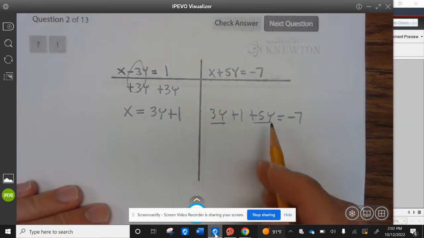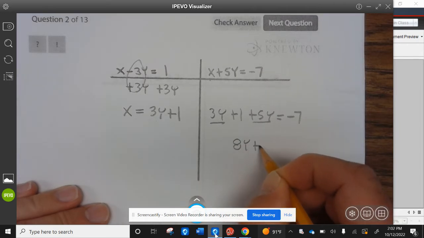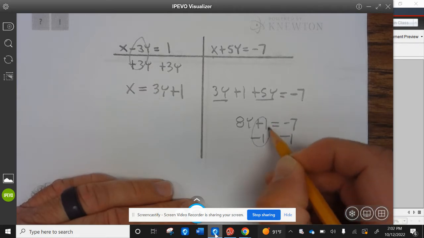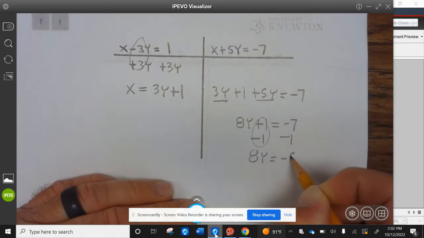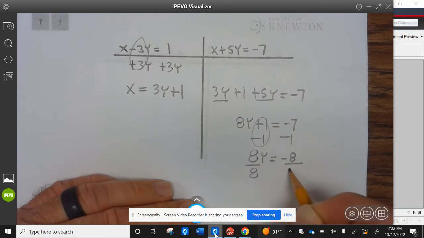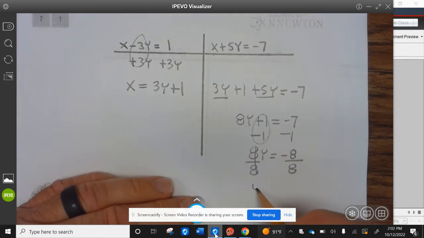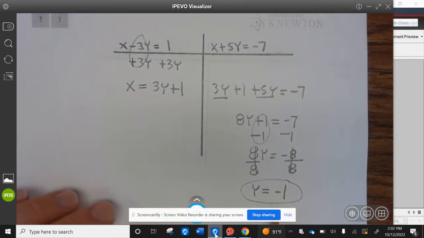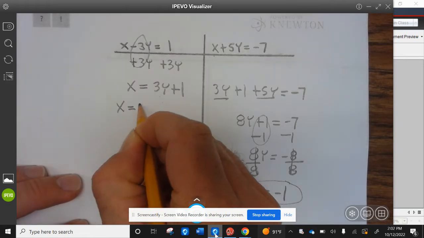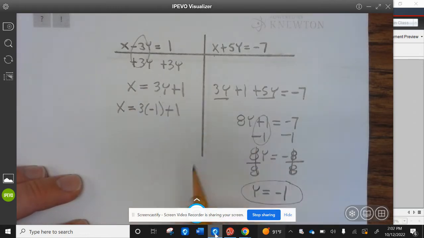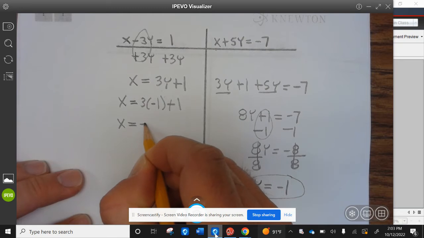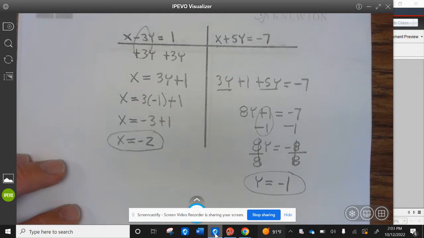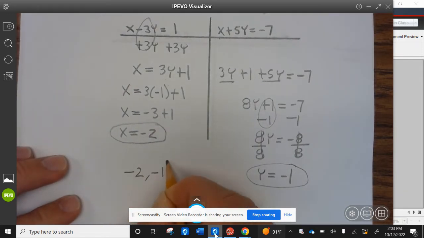Well, we combine the y's. So 3y and 5y is 8y plus 1 equals negative 7. Subtract 1 from both sides. You get 8y equals negative 8. Divide both sides by 8. You get y equals negative 1, which we're now going to substitute into here to solve for x. So x equals 3 times negative 1 plus 1. So you get x equals negative 3 plus 1, so x equals negative 2. So your solution is (negative 2, negative 1).